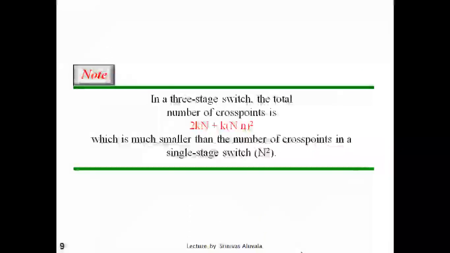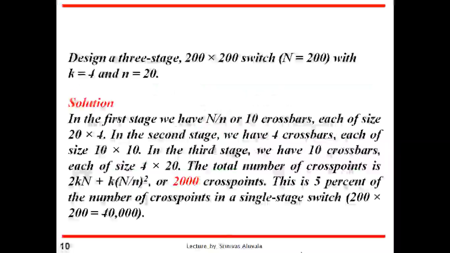To overcome the blocking in a multi-stage switch, that is in a three-stage switch, the total number of crosspoints is 2kN plus kN by n whole square, which is much smaller than the number of crosspoints in the single stage switch as we discussed earlier. So we take an example of designing a three-stage switch of 200 into 200, where N is equal to 200 with k equal to 4 and n equal to 20.